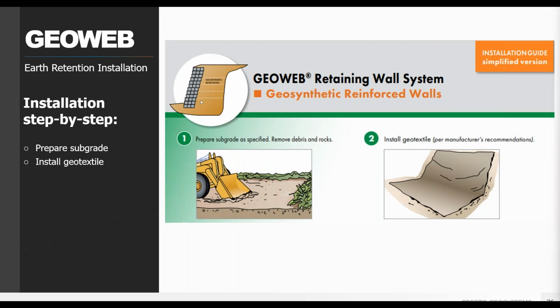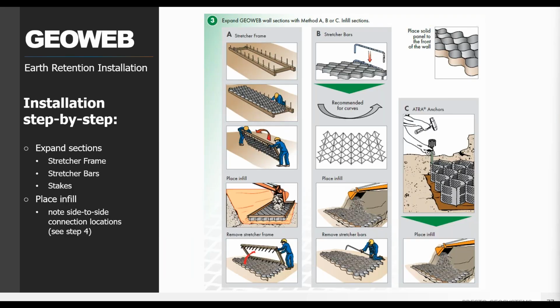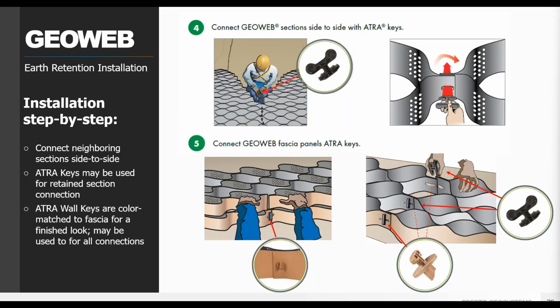So here's a quick overview of that installation process for the GeoWeb earth retention system. As with other applications, prepare the subgrade and install any geotextiles as recommended by design. The step of expanding the GeoWeb sections is best done with stretcher frames or stretcher bars. Pro tips in their own regards, we'll come back to those in detail in just a few slides. And the interconnection of sections has another pro tip option with the Atra wall key, color matched to your fascia.